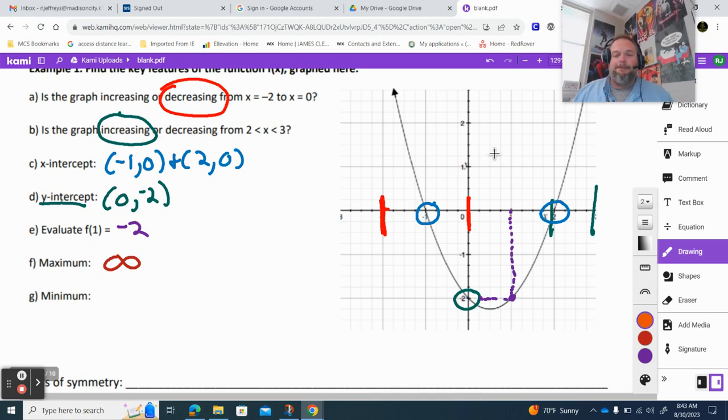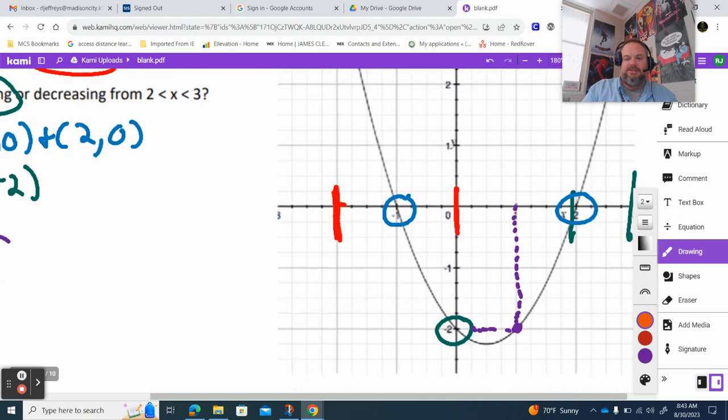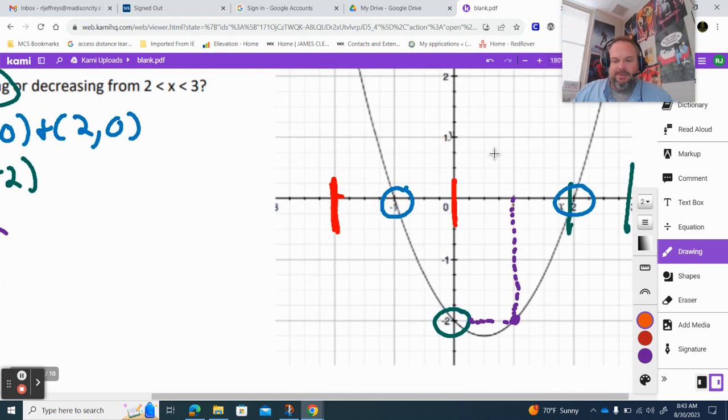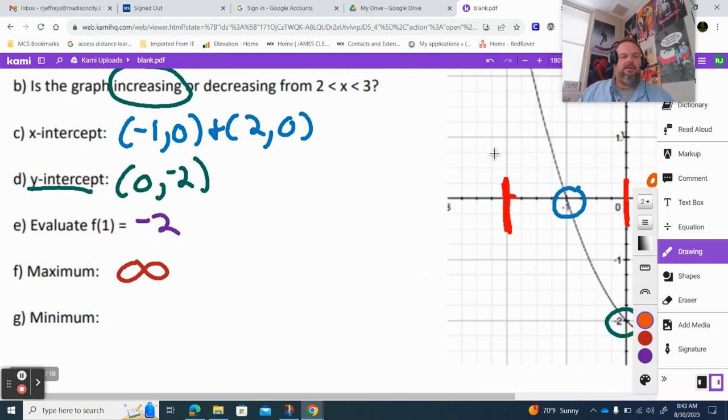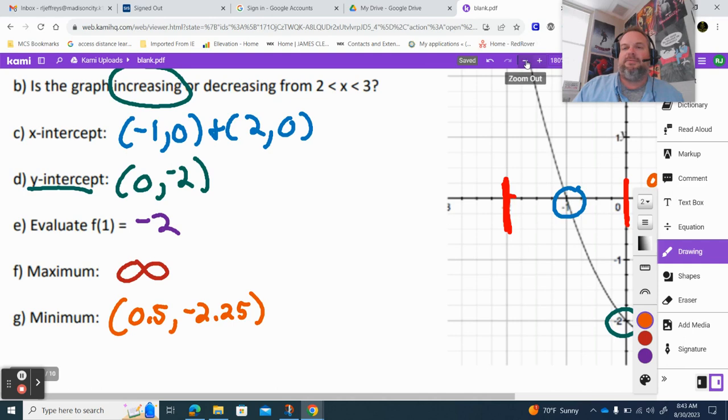All right. So, our minimum. This is the lowest point, which is right here. This is 1/2. And then this is, all right. Again, bad graph. 0.5, -2.25. All right. It's just the lowest point on the graph.